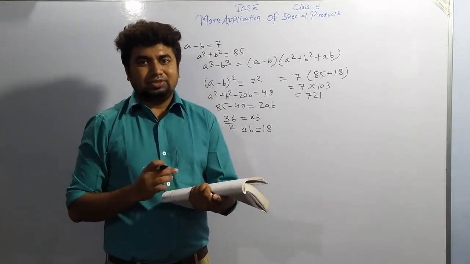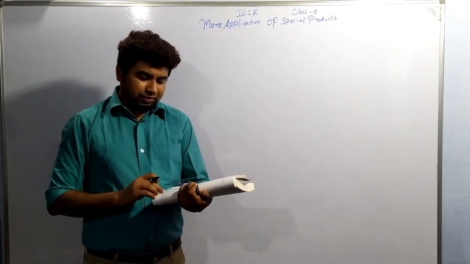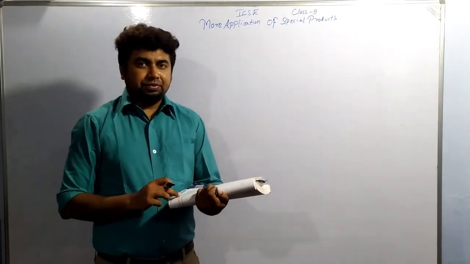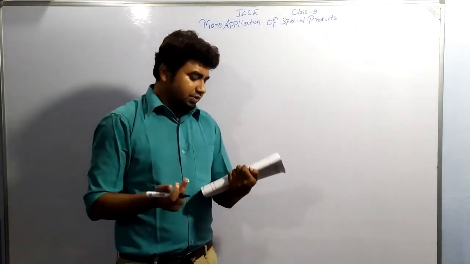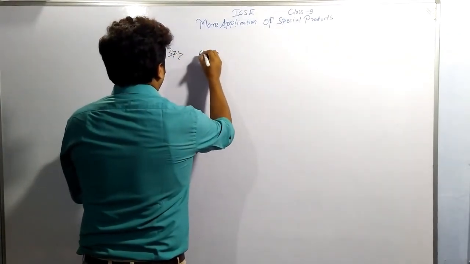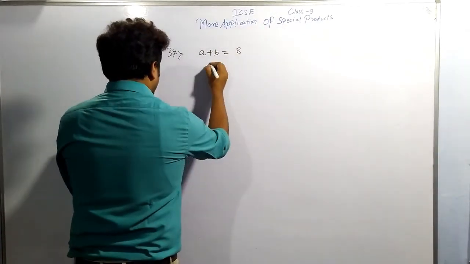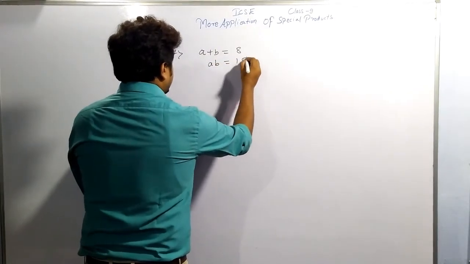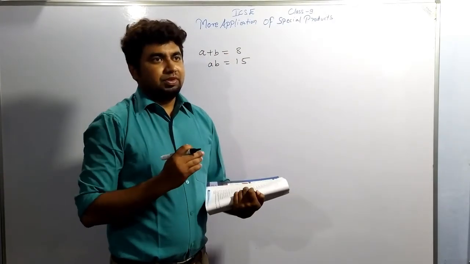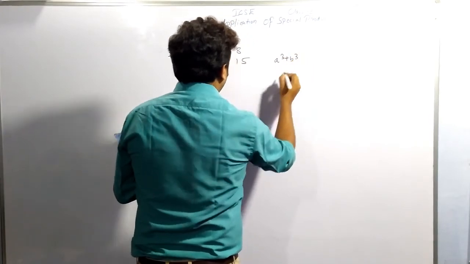Now we'll be moving to question number 37. It is given to us, if sum and product of two numbers are given as 8 and 15 respectively. First thing, sum is 8, means A plus B equal to 8. And in the second thing it is given AB is 15. We have to find the sum of their cubes. Sum of their cubes means A cube plus B cube. A cube plus B cube we have to find.